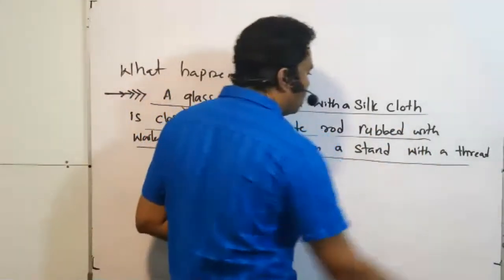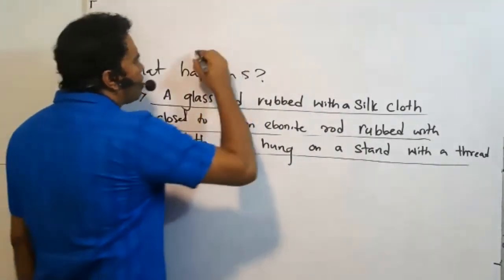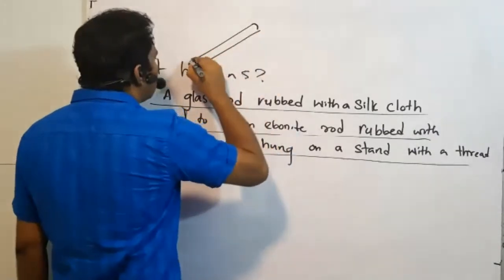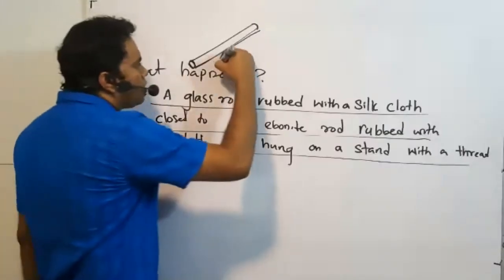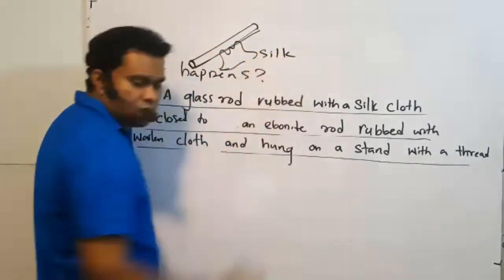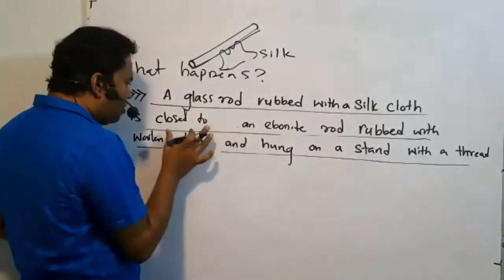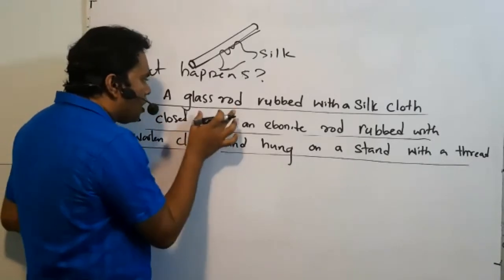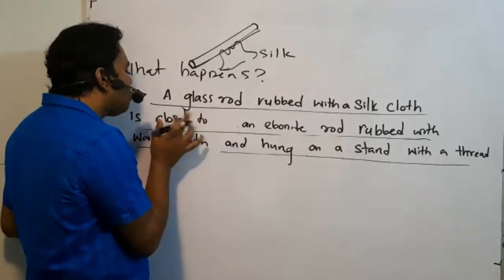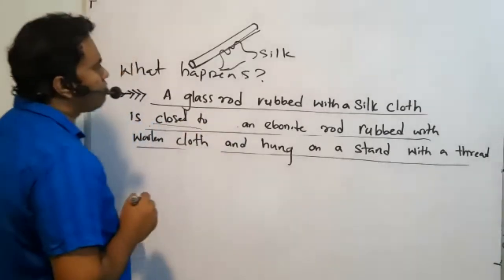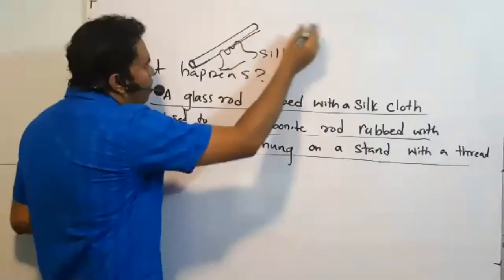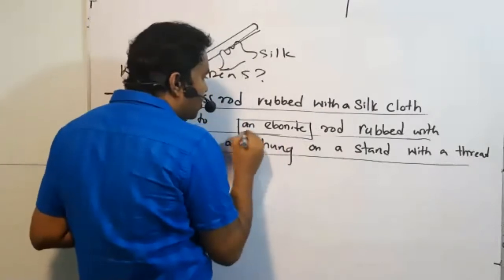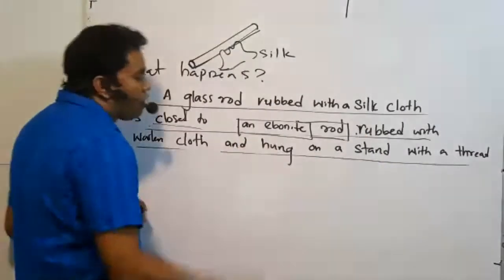So you have taken down this activity. A glass rod. What's the glass rod? Specified: rubbed with a silk cloth. Glass rod rubbed with a silk cloth. What happens to them? So it has been close to where? Glass rod rubbed with silk cloth is closed to what? An ebonite rod. So what type of ebonite rod? Ebonite rod has been specified, rubbed with woolen cloth and hung on a stand.